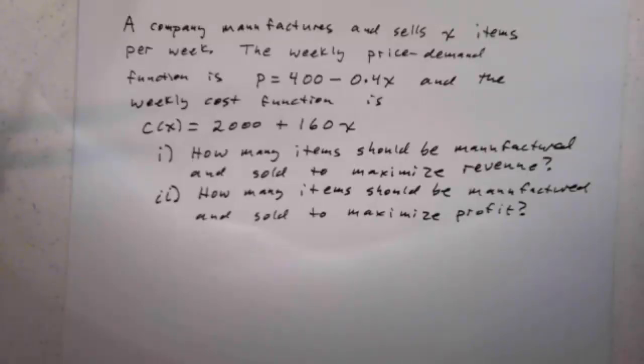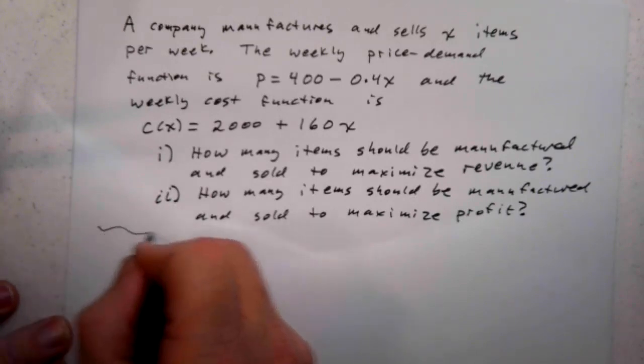So this question says that a company manufactures and sells x items per week, and the weekly price demand function is p. Price is 400 minus 0.4x, times the number of items. So as the number of items goes up, the price goes down. And the weekly cost function is 2,000 plus 160x. And we want to know how many items should be manufactured and sold to maximize revenue, and how many items should be manufactured and sold to maximize profit.